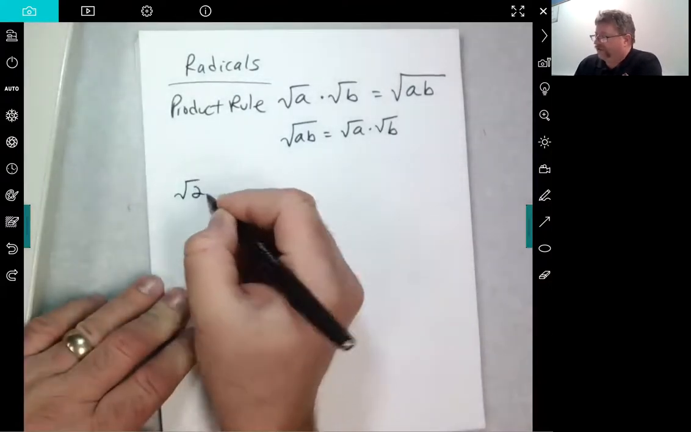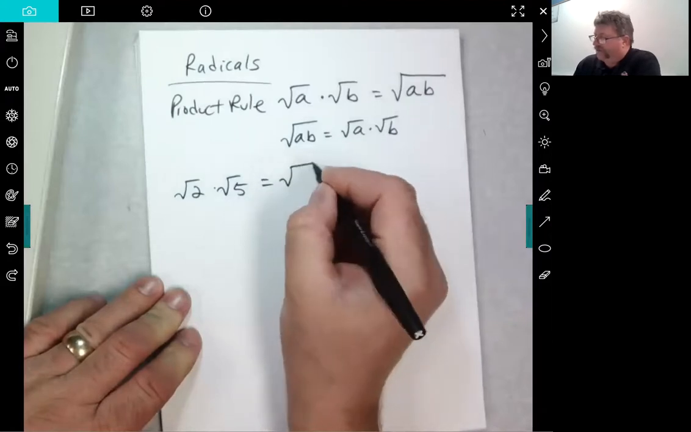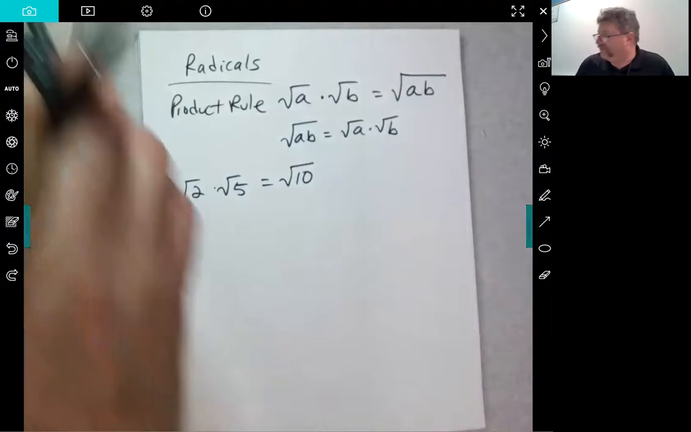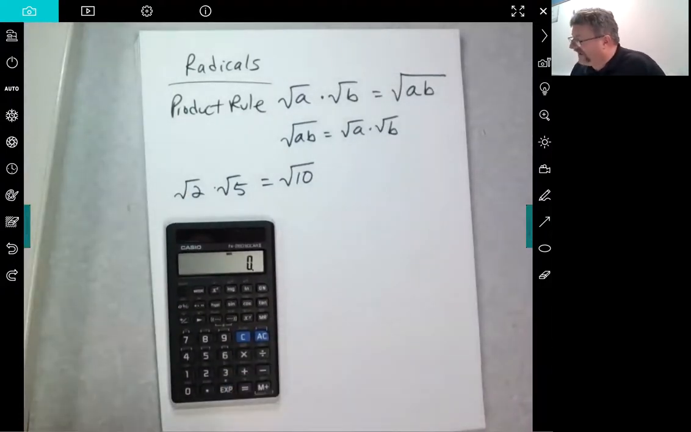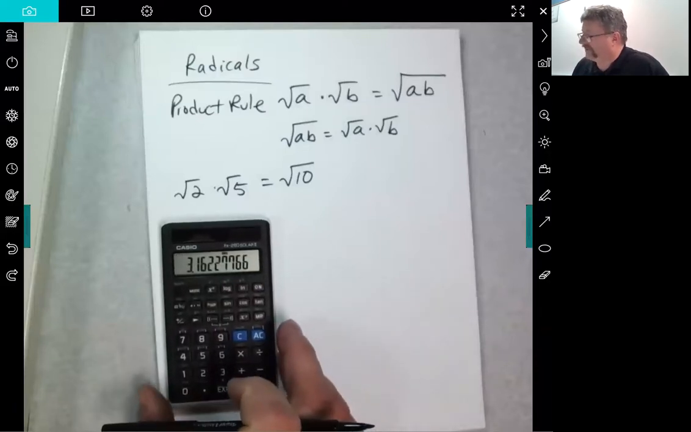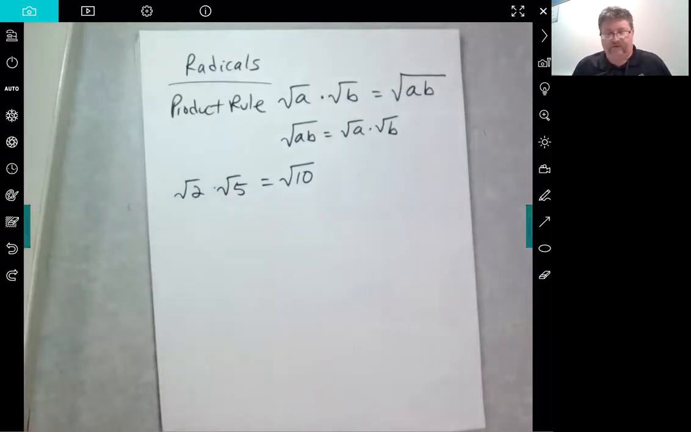So radical 2 times radical 5 is radical 10. Now, radical 10 is some decimal, right? Generally speaking, we want to leave things in simplified radical form, but radical 10 is some number. We can figure out what it is: 3.16 and so on, some number that probably goes forever. So we could approximate it easily enough, but right now we're just applying this rule.